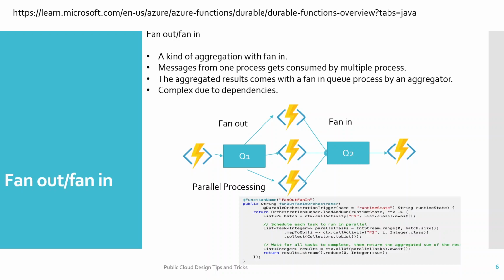Until they finish, it will keep waiting, and then once that is done, the aggregating process will start happening. So those are capabilities durable functions always provide to you, because when you start writing this kind of code, it's really complex to deal with this kind of parallel processing, and that will end you up with different kinds of complexities.